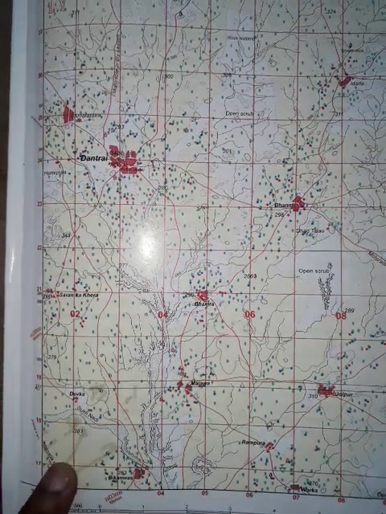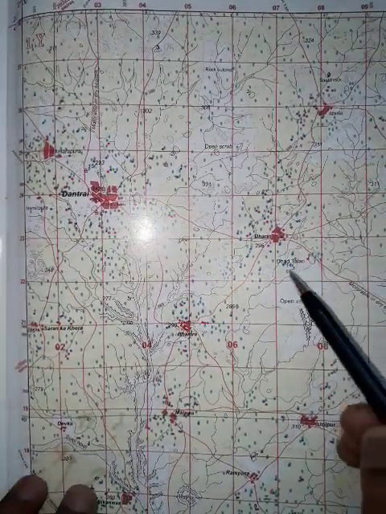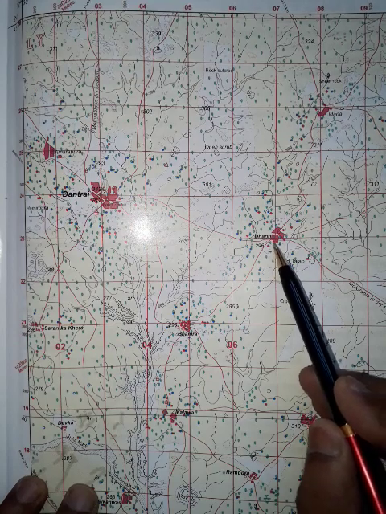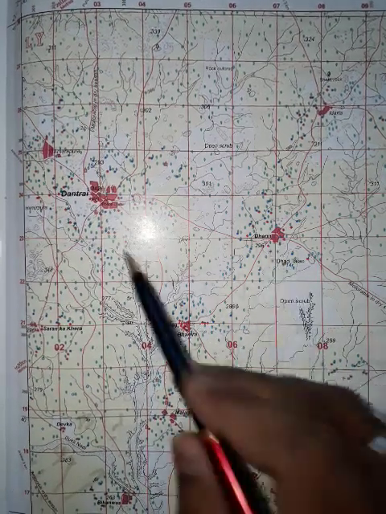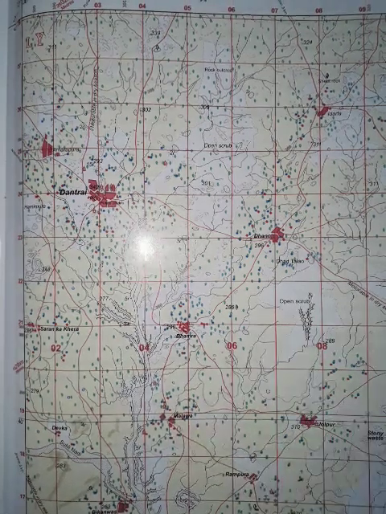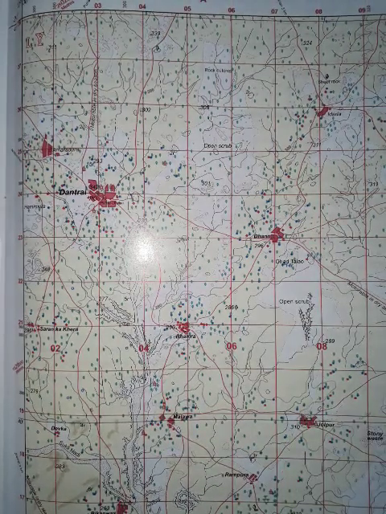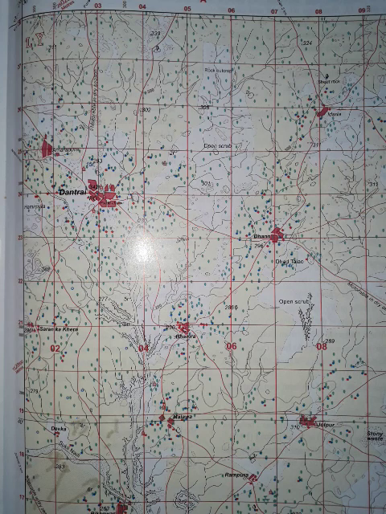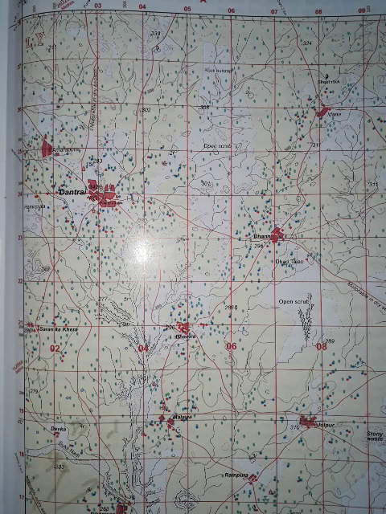Next is Dhad Talao south of Dhan. We have to find out the village Dhan here. The cluster of red squares is known as a village. If it is bigger than that and more metal roads are there and all the social facilities are present, then we call it a city.